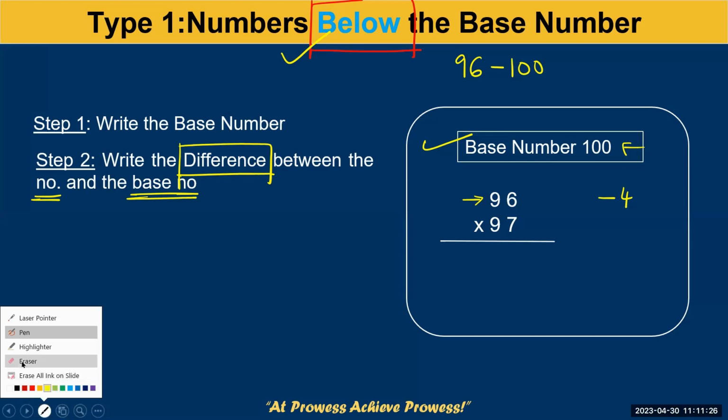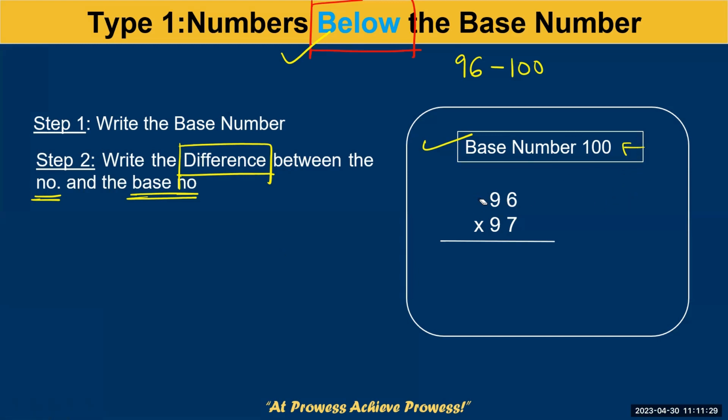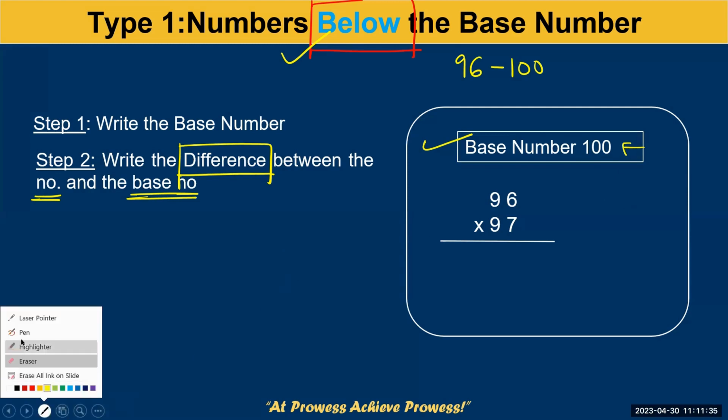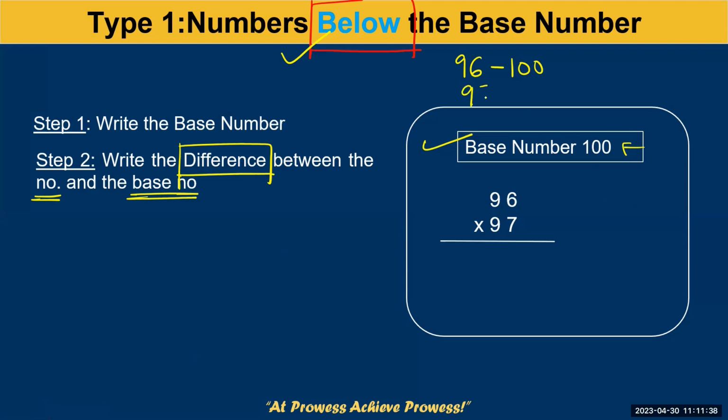Similarly, for your next number, what will be the difference between 97 and 100? -3. Yes. So 97 minus 100 is equal to -3. So that is your next step: you have to write down the difference. Just pay attention here. If you make a mistake in the sign, your answer will go wrong. So 96 minus 100, the answer is -4. And 97 minus 100, your answer will be -3. So is this step clear to everybody? Shall I move on with the next step?